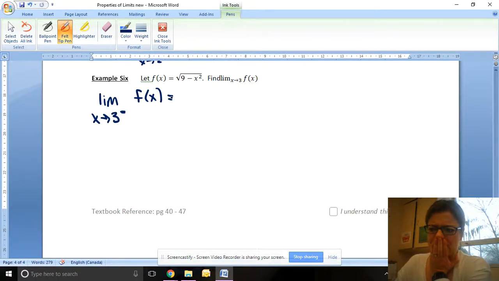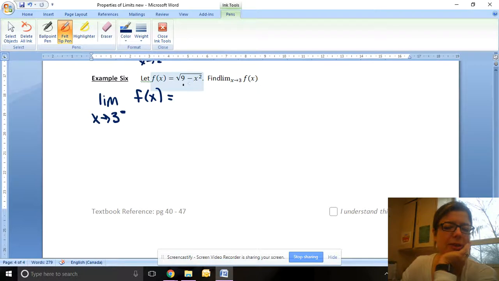Sorry, I'm just looking at my notes. As x gets closer and closer to 3, let's put in like 2.9. 2.9 squared is almost 3 squared, so you're getting closer and closer to 9 - 9, and the square root of that is just 0. The closer and closer you get to 3 from the left, so 2.9, 2.999, 2.9999, this function is getting closer and closer to 0.